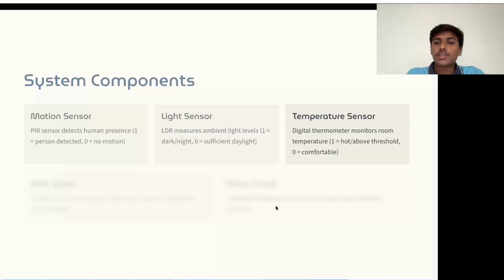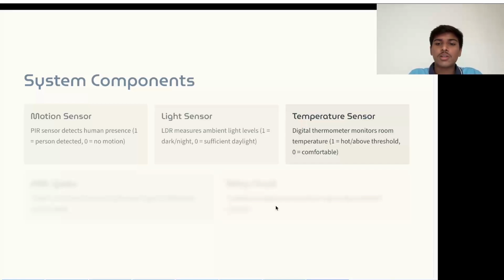Temperature sensors. A digital thermometer monitors room temperature. If the output gives 1, that means hot and above the threshold. If we set the threshold value of temperature at, for example, 24 degrees Celsius, then if the temperature goes above 24, the sensor gives output 1, and below that, it gives output 0, and 0 is comfortable.